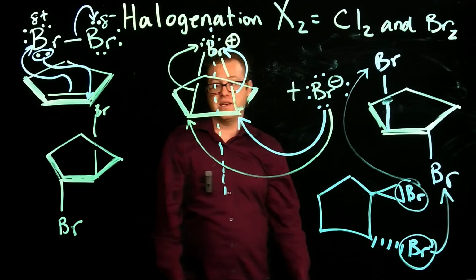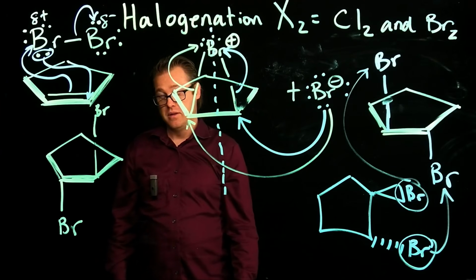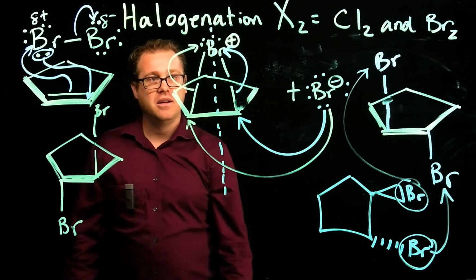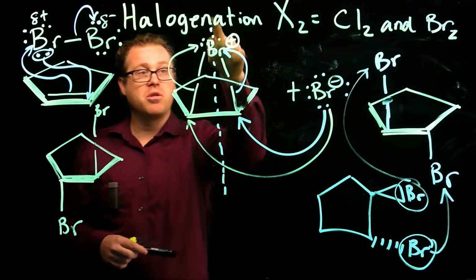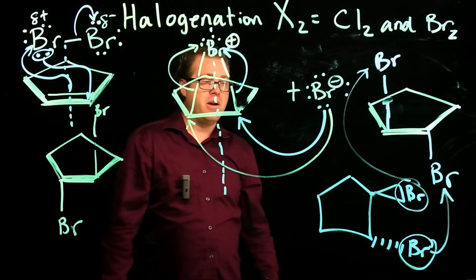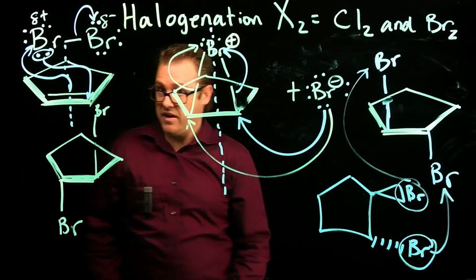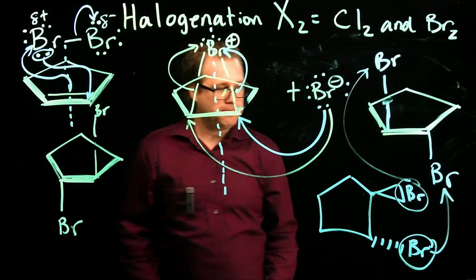But we will see some reactions where you're not going to have a symmetrical alkene or a symmetrical bromonium ion. So you can see the alkene also is symmetrical. And when we have things that are not symmetrical, then we're going to have some regioselectivity things that we need to look at.